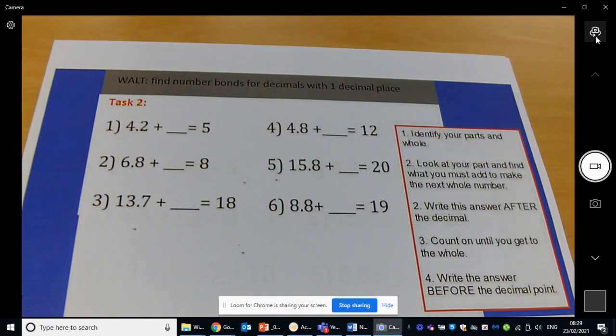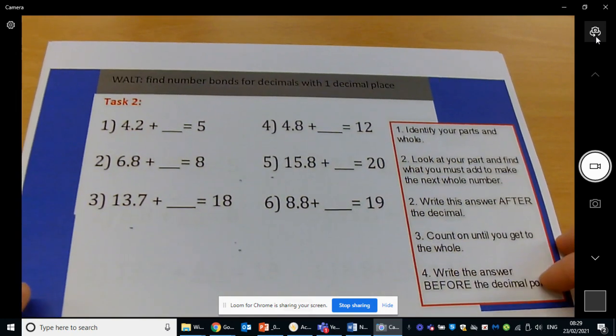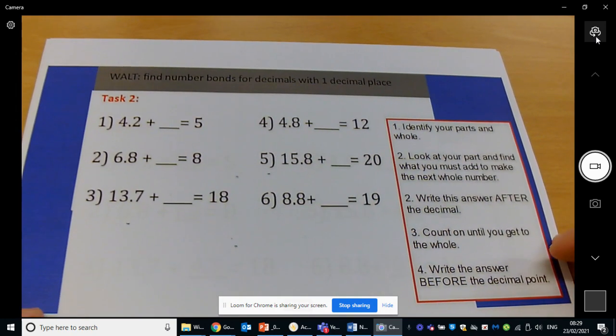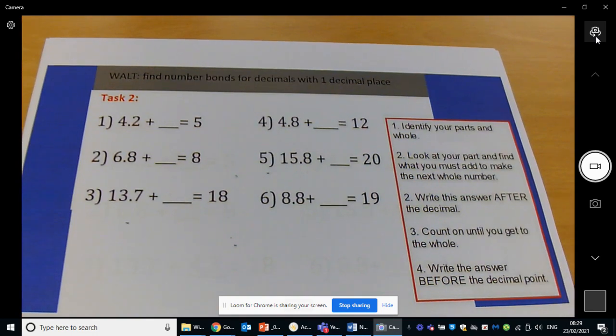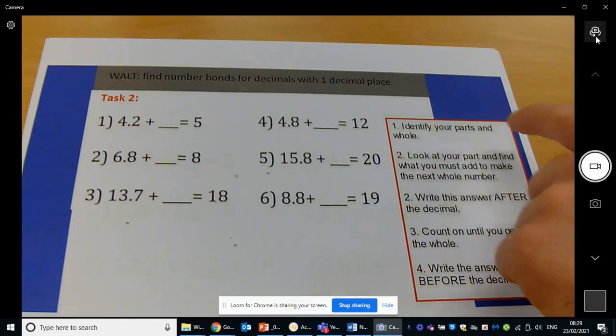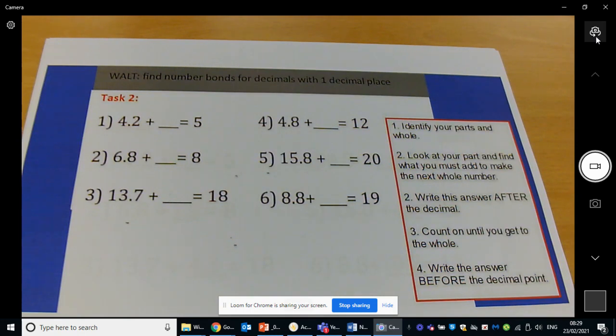So for your second task, can you please complete these additions? Remember that the wholes are different, the parts are different, and can you find what the second unknown part is for each of these equations using these steps to help you? Pause the video now, off you go.